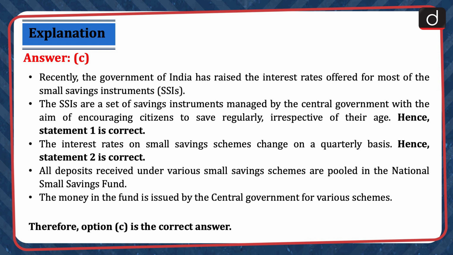Recently, the Government of India has raised the interest rates offered for most of the small savings instruments. The SSIs are a set of savings instruments managed by the central government with the aim of encouraging citizens to save regularly, irrespective of their age. Hence, statement 1 is correct. The interest rates on small savings schemes change on a quarterly basis. Hence, statement 2 is correct. All deposits received under various small savings schemes are pooled in the National Small Savings Fund. The money in the fund is issued by the central government for various schemes. Therefore, option C is the correct answer.